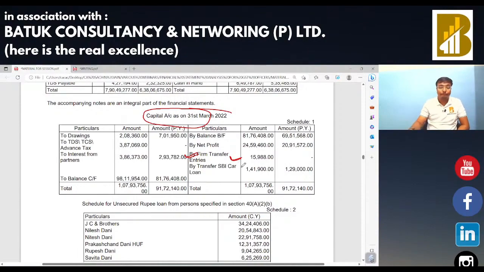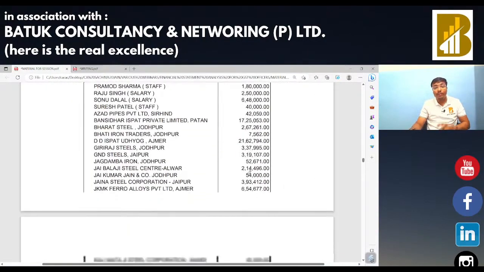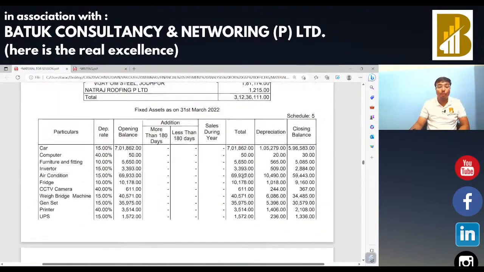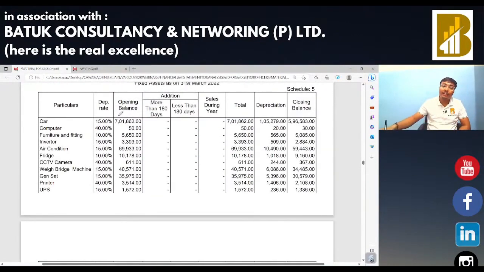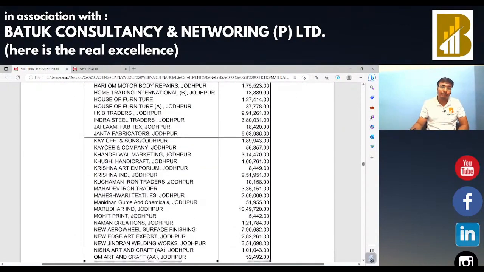Okay sir, now there are certain annexures available, and the fixed asset chart is also available. In that particular case also there is no addition, no sales in that financial statement fixed assets chart, so there is no significant issue for us in that particular case.